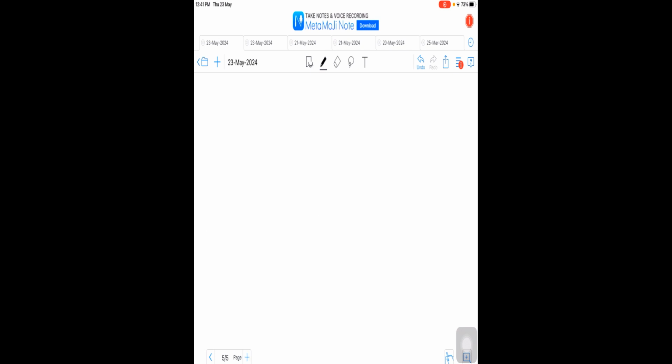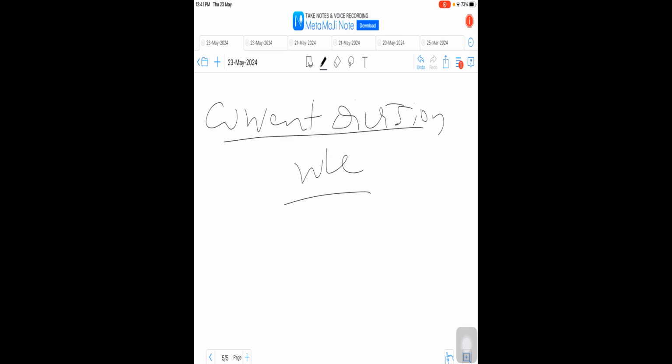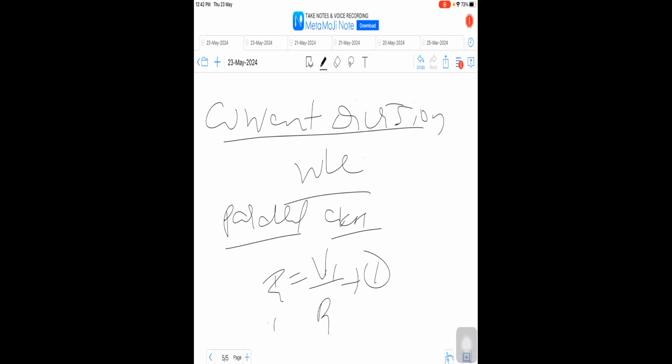Now using this, let us find the current division rule. This current division rule is applicable only for parallel circuits. We must remember it is applicable only for parallel circuits. Just now from the parallel circuit we obtained I1 is equal to V by R1, equation number 1. Similarly, I2 is equal to V by R2, equation number 2.